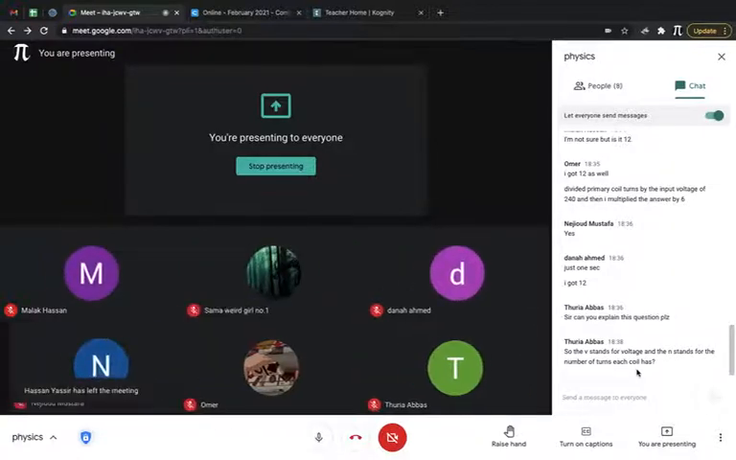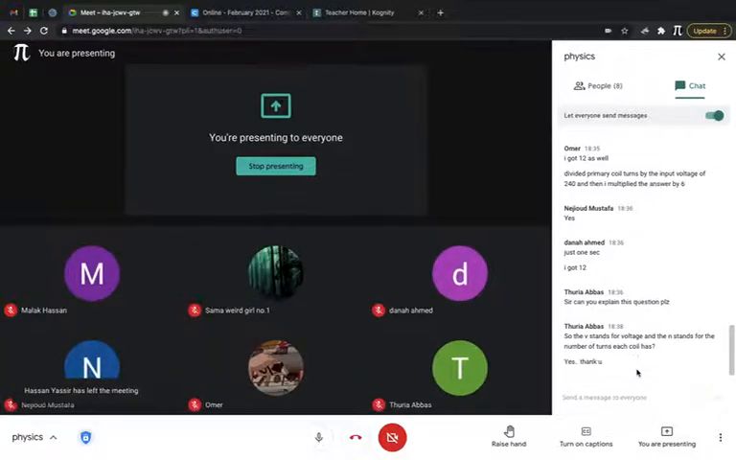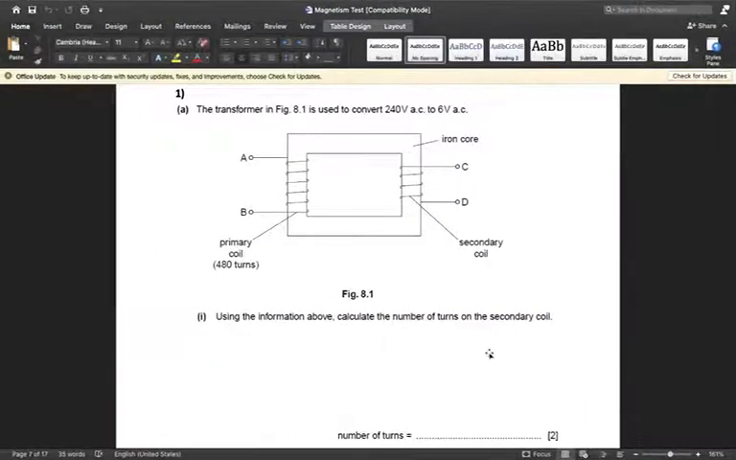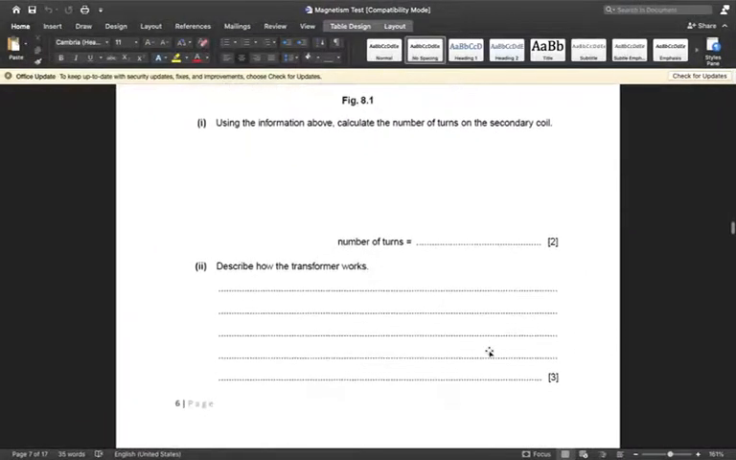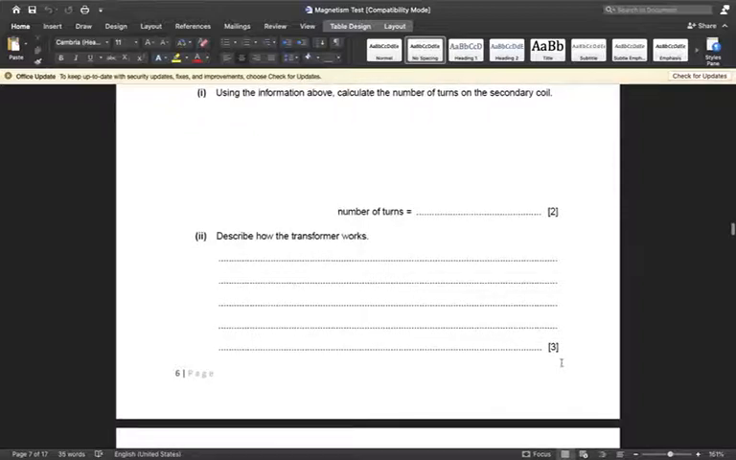Alright, we'll go slowly, step by step. This is the aim of revising the whole chapter. Describe how a transformer works. Okay? Describe how a transformer works. It's a 3 marks question.